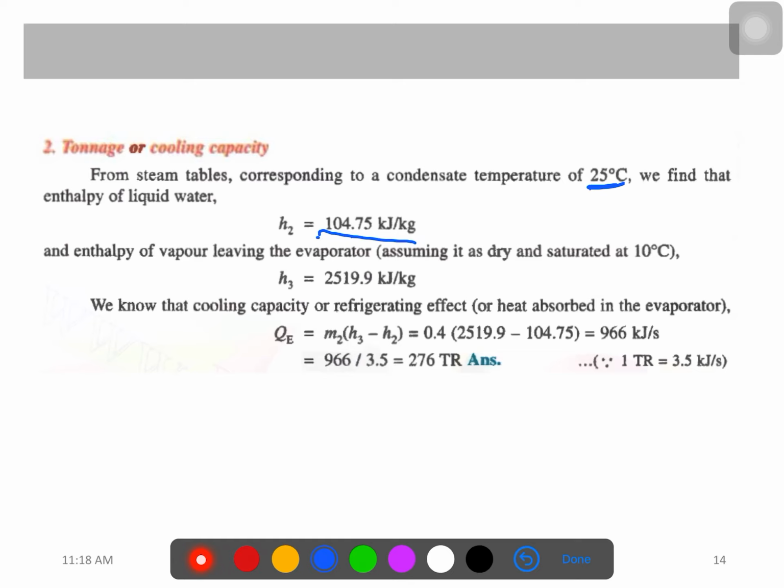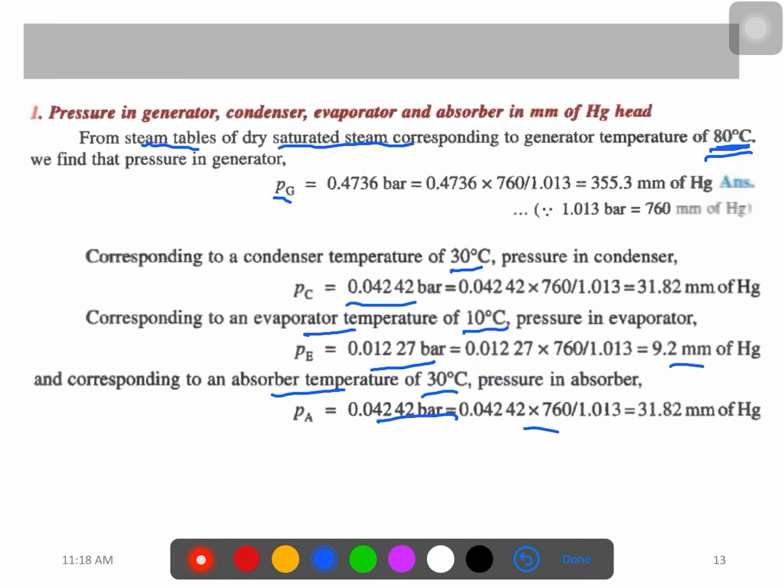Okay, then you know the evaporator temperature. Corresponding to that evaporator temperature for the dry and saturated vapor, you can get the enthalpy difference. The mass flow rate is 0.4, which is given in the numerical problem. You can find out the capacity of the evaporator.